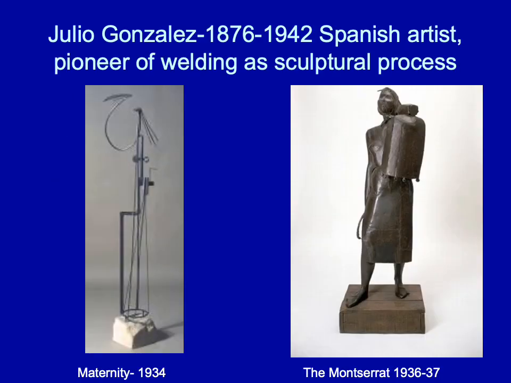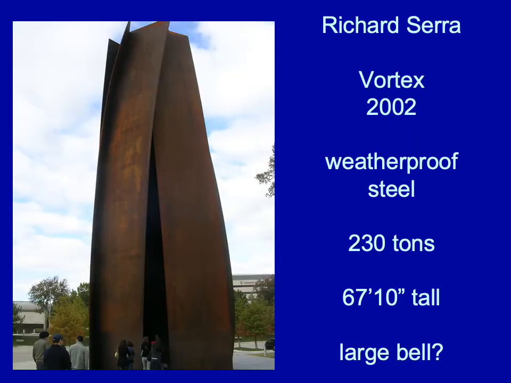So Picasso's friend that worked at an automobile plant, his name was Julio Gonzalez, and people consider him to be the founder of welding as an art process. And you can see some of his sculptures here. So nowadays we see modern and contemporary artists working with metal as a medium and welding it together to make all sorts of different things.